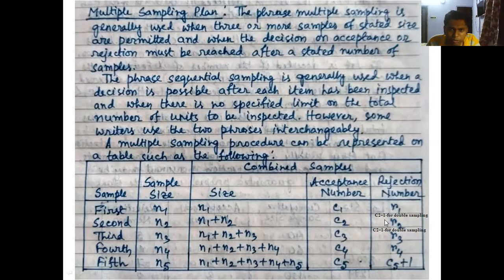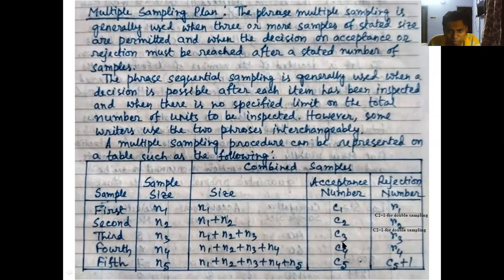But if it is within C2 and R2, then again you will go for the third test. In the third sampling method, you will again take n3 samples. Since your acceptance number is C3, if you find defectives less than or equal to C3, then you will accept the lot, or if you find defective items greater than R3, then you will reject the lot.